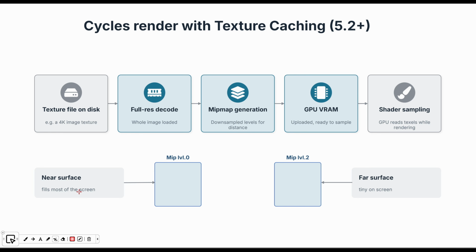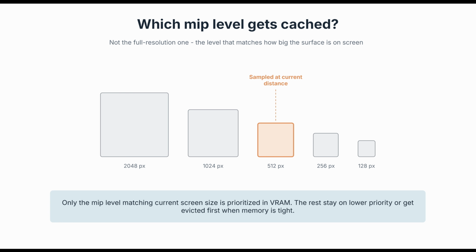So if you have a near surface, Blender might use Mip-level 0, which means the full resolution texture. But if you have a far surface that only takes up a tiny bit of your screen, or one that is at a steep glancing angle, Blender might use Mip-level 2 or Mip-level 3, depending on how much real estate that texture is taking up on your screen. So the amount of screen space that your texture is taking up determines what level of Mip-map is being used during the rendering. And only the Mip level matching the current screen size is prioritized in VRAM.